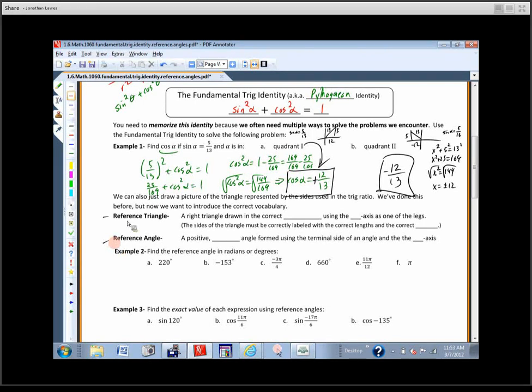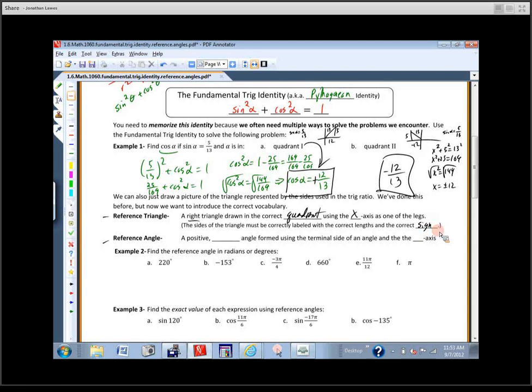Okay? So we're going to talk about a reference triangle. A reference triangle is this. It is a right triangle drawn in the correct quadrant, using, which axis am I going to write here? Using the x-axis as one of the legs. So it's a right triangle drawn in the correct quadrant using the x-axis as one of the legs. The sides of the triangle must be correctly labeled with the correct lengths and the correct what? What did I make a big deal about here? With the correct sign. Okay?